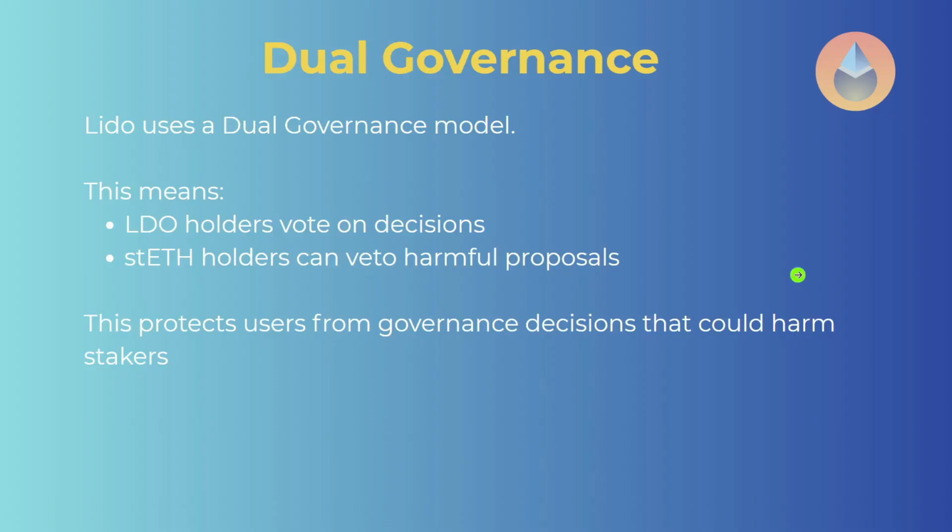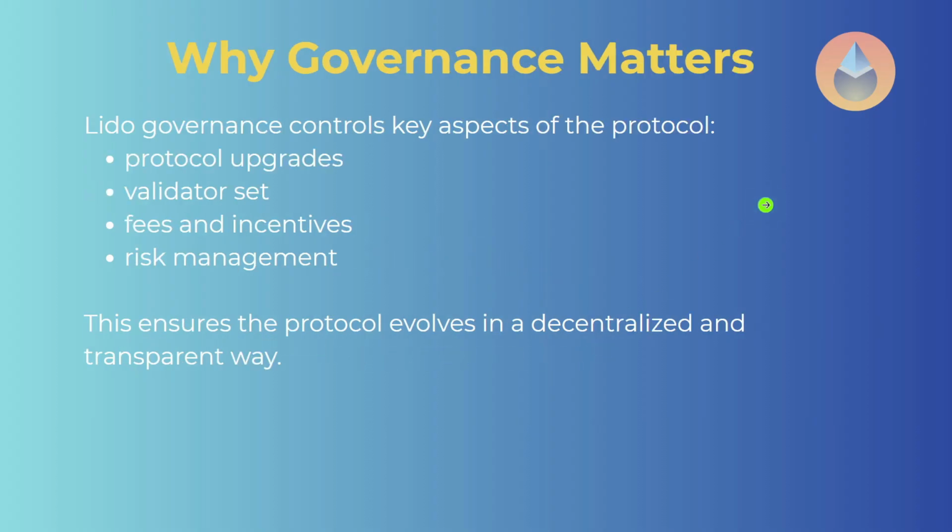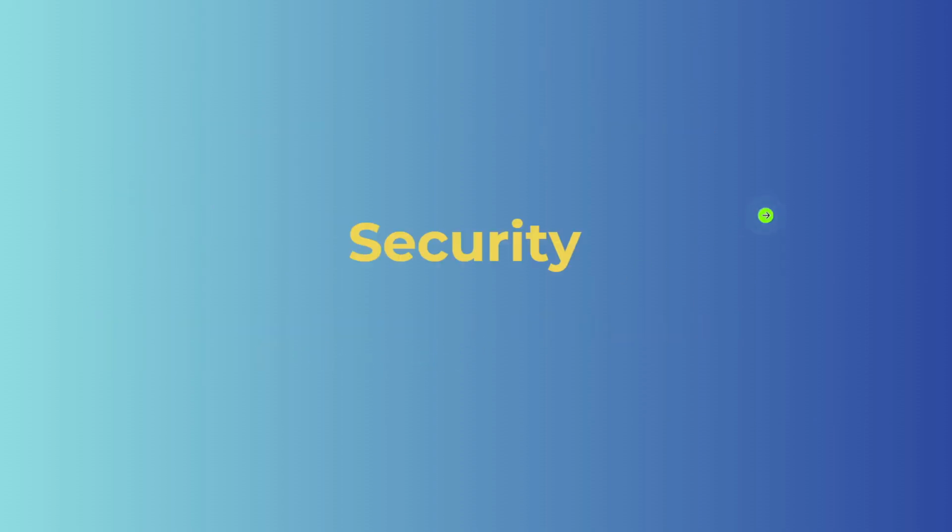So Lido has a dual governance model. This means that LDO holders can vote on decisions, but stETH holders can veto harmful proposals. This protects users from governance decisions that could harm stakers. So why does governance matter? Lido governance controls key aspects of the protocol: upgrades, validator sets, fees and incentives, and risk management. This ensures the protocol evolves in a decentralized and transparent way.